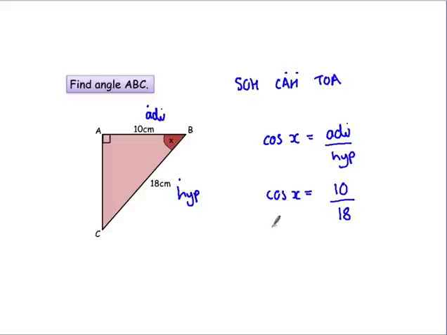Now, we'll probably encourage you to put this bit into the calculator, even though you could do it all as one, but I'm going to put 10 divided by 18 into the calculator and write down the decimal that it gives me, which is 0.5 reoccurring.